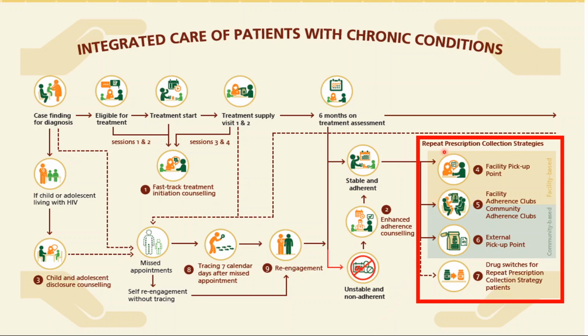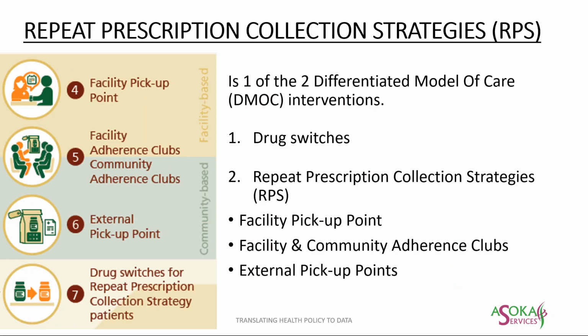This part, we will discuss all of these things which are applicable to patients that are on chronic medication. They are stable. They just need to come to the clinic to pick up medication only. The repeat prescription collection strategy, which is your RPS, has two interventions in it. It has the drug switch that we talked about, as well as the repeat script collection. The RPS is the one that you see on your left. We will discuss in detail the repeat script collection RPS as well as the drug switch.